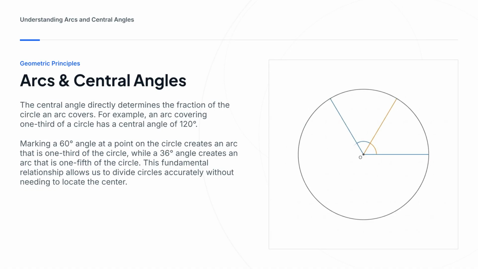The central angle of an arc determines the fraction of the circle it covers. For instance, a 120-degree angle covers 1/3 of a circle, while a 60-degree angle covers 1/3 of the circumference.